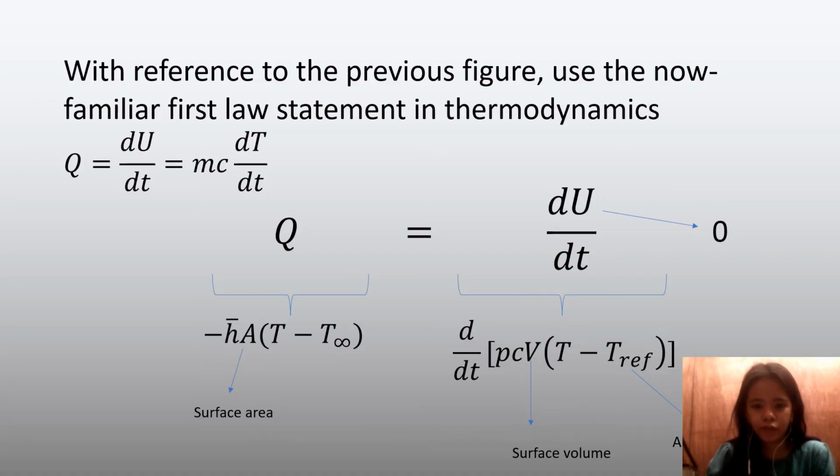With reference to the previous figure, this is now the familiar first law statement of thermodynamics. So this is the first law that I tackled earlier. And Q you can get by solving negative h A times (T minus T infinity), where A is the surface area, while dU over dt is taken with V as the volume, which you can get by d over dt multiplied by rho c V times (T minus T ref).